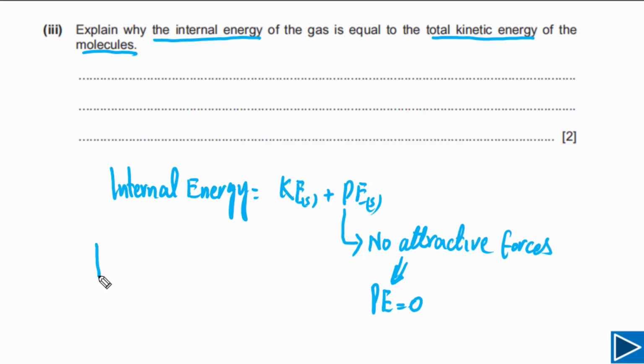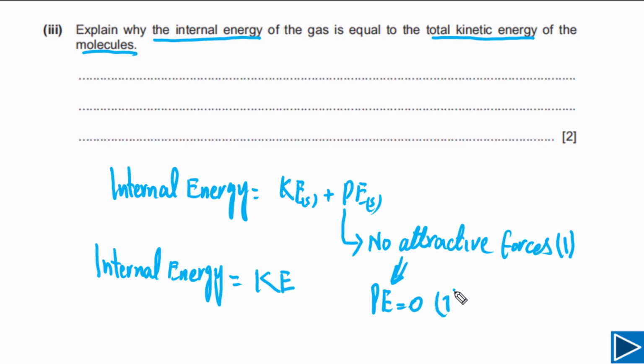So in this case, internal energy is only equal to the kinetic energy of molecules. So that's all we have to write down. The first mark you will get in this case if you have written no attractive forces between gas molecules, and the second mark you will get if you have mentioned that potential energy of gas molecules is equal to 0. So you will get 2 marks.